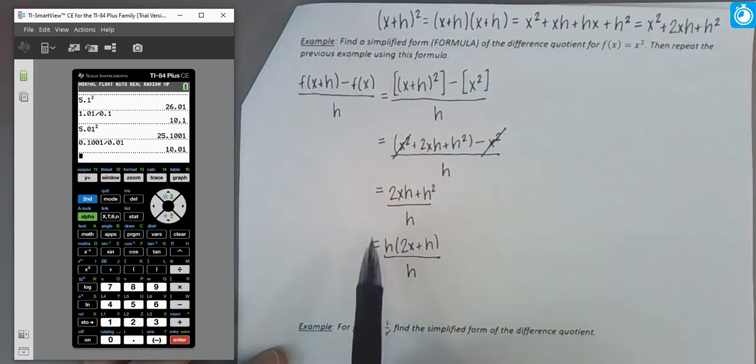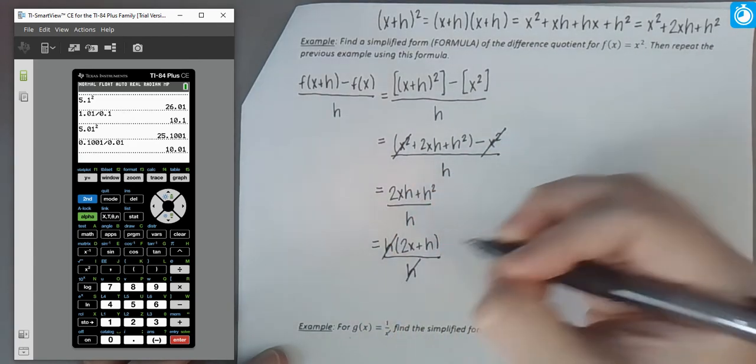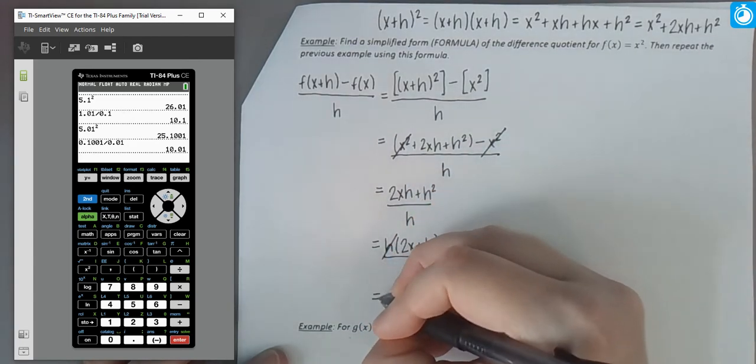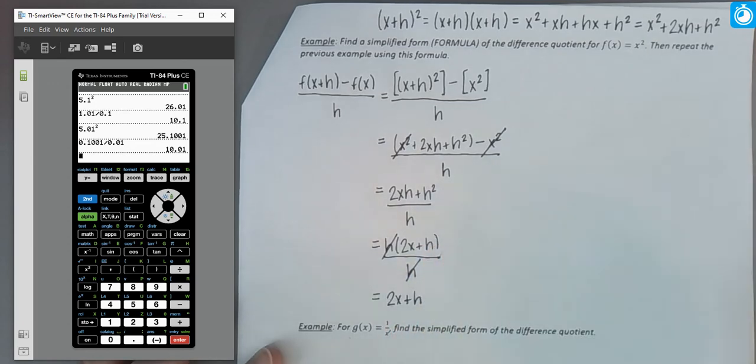Once this h is factored out, I now have a common factor in the numerator and denominator, which cancels, reduces to 1. And all I'm left with is 2x plus h. At that point, those two are not like terms. They can't combine. We can't do anything else with that. So we're done. So what we've now found is a simplified form of the difference quotient.